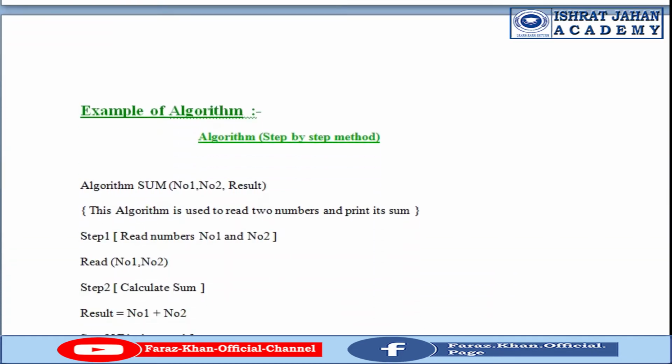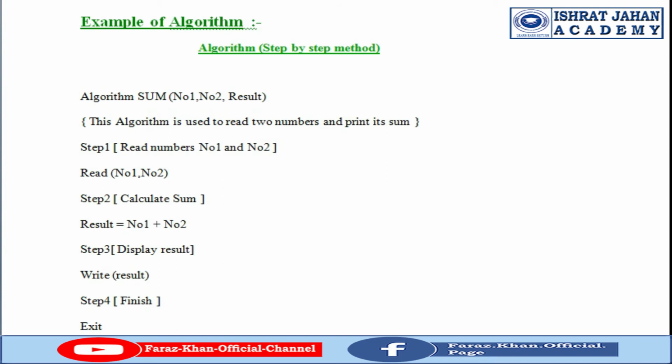Let's move on. Let's take a technical example of algorithm. For example, we want to add two numbers. So here we have an algorithm for adding two numbers. So first of all, according to algorithmic notation, this is the name of algorithm. Algorithm SUM(number 1, number 2, result). So here is the description. This algorithm is used to read two numbers and print its sum.